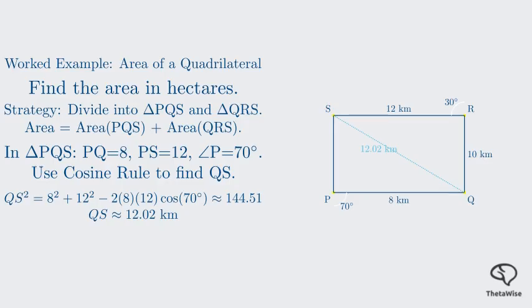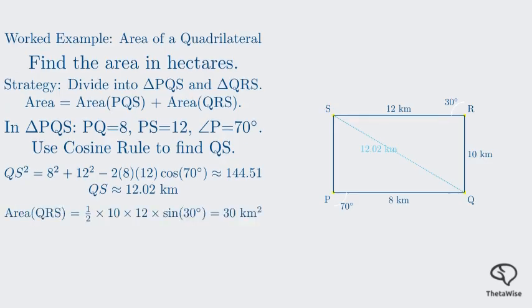Now we can calculate the area of triangle QRS. We have sides QR equals 10, RS equals 12, and the included angle RQS equals 30 degrees. Area QRS equals 1/2 times 10 times 12 times sin 30 degrees. Since sin 30 degrees is 0.5, the area is 1/2 times 10 times 12 times 0.5, which is 30 square kilometers.